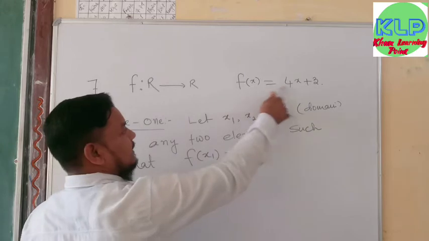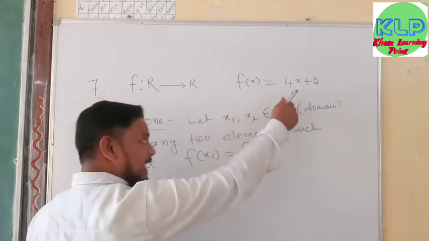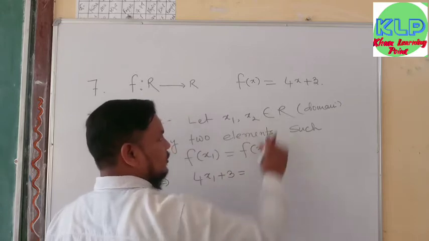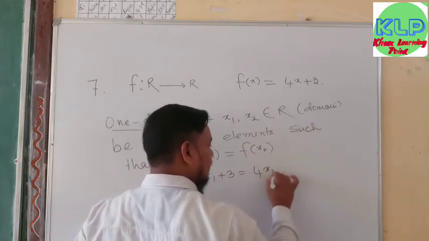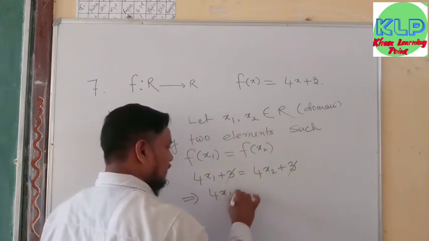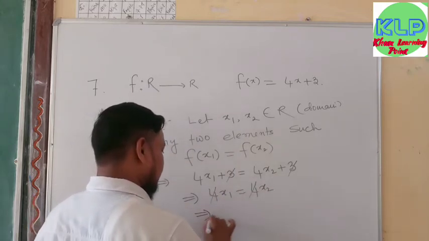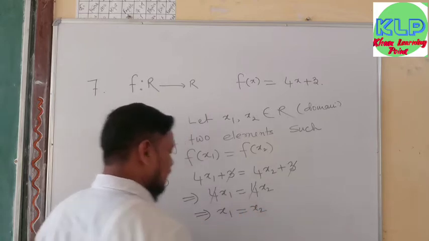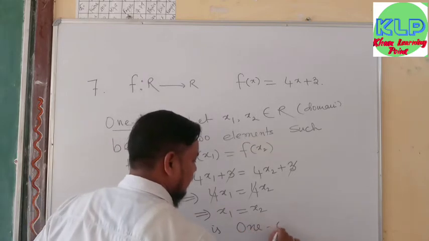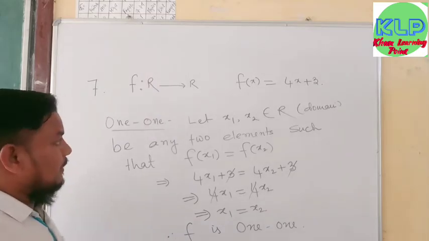Okay. f(x) is equal to 4x + 3. So f(x1) is equal to 4x1 + 3, and f(x2) is equal to 4x2 + 3. This 3 cancels. So 4x1 is equal to 4x2. This 4 cancels. Hence x1 is equal to x2. Therefore f is 1-1. Okay.